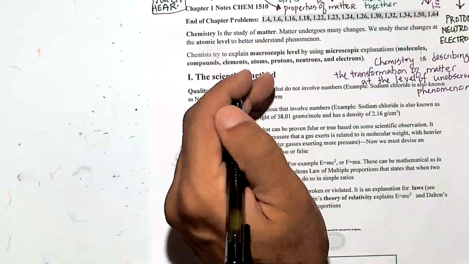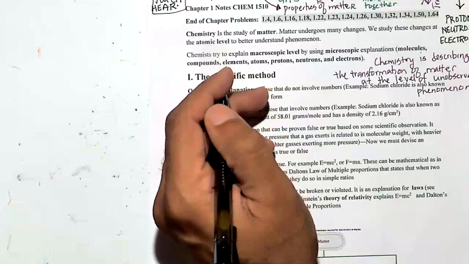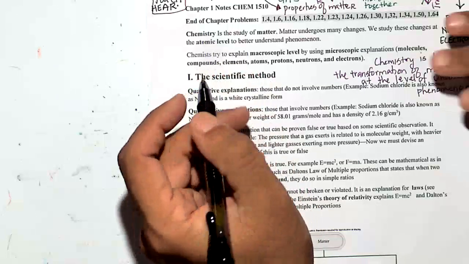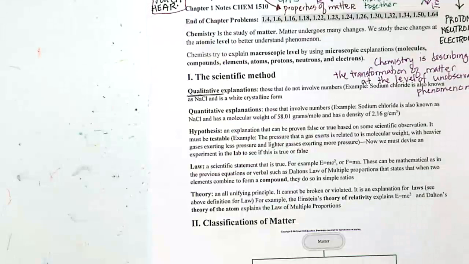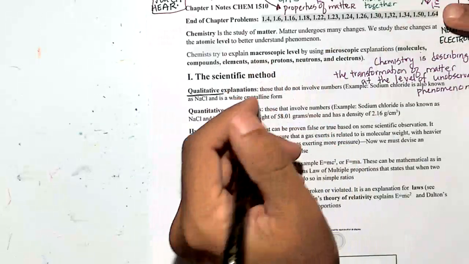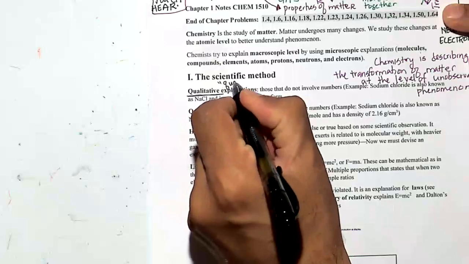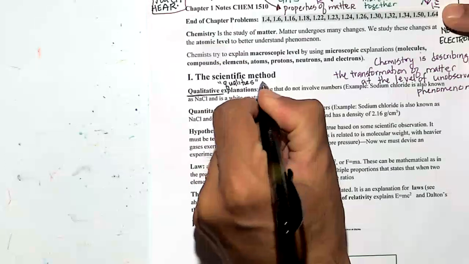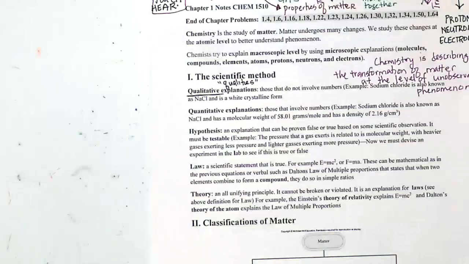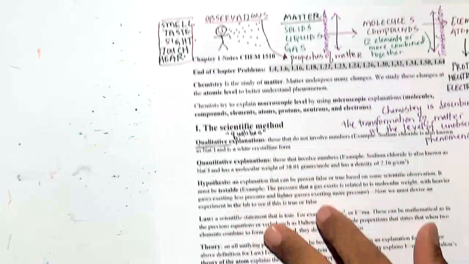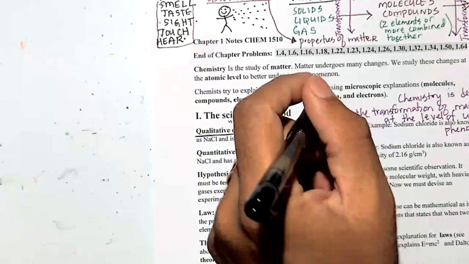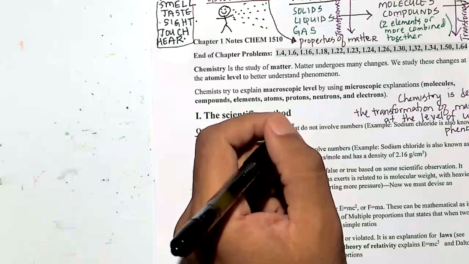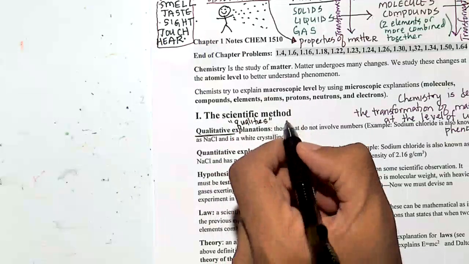Matter. Okay. So of those properties of matter, Sean, we have qualitative properties or qualitative observations. Okay, qualitative. What does qualitative mean to you? Qualitative means quality. So the qualities of matter. So when we observe matter, there are qualitative explanations, qualitative descriptions. These descriptions, how we describe things, involve no numbers. Okay, absolutely no numbers.